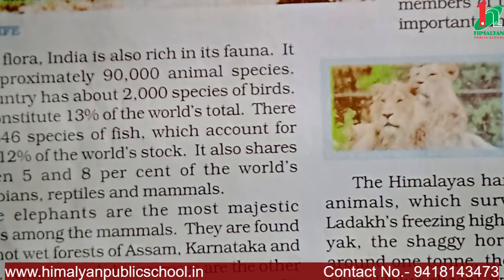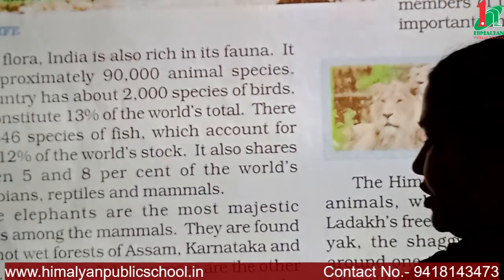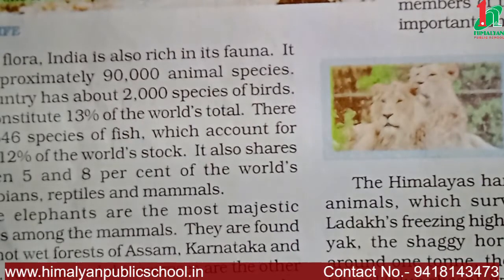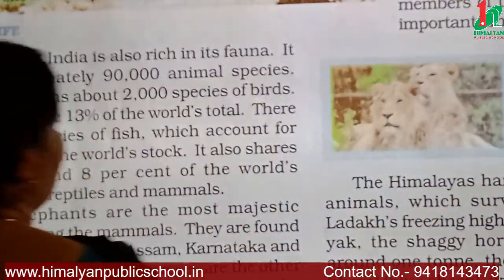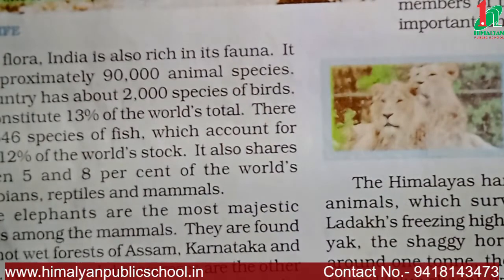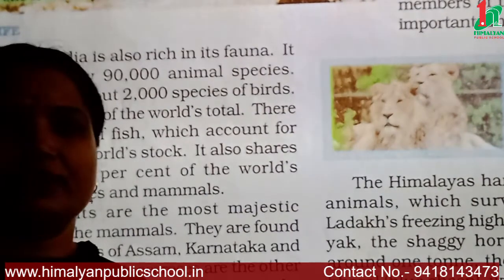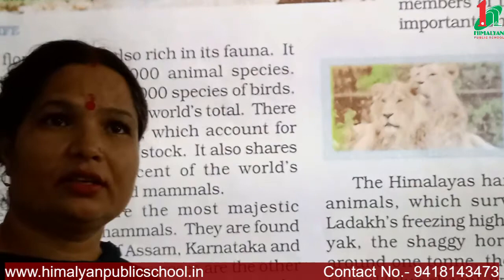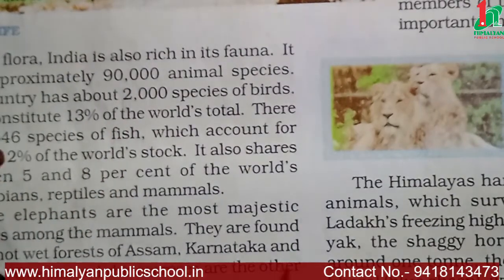Okay, the driest area of the Run of Kutch and the Thar desert. Where is the Thar desert? In which state? It is in Rajasthan. The best part of Rajasthan, there we find this desert. The name of that desert is the Thar desert.